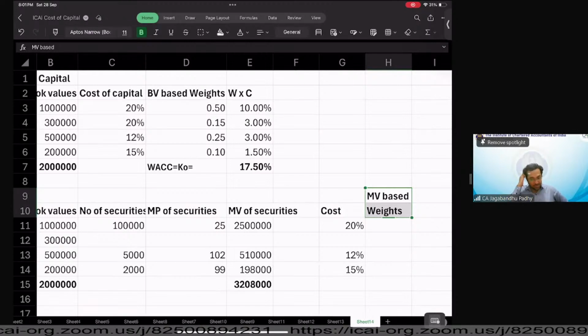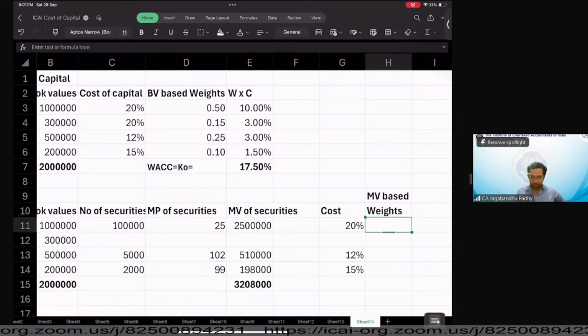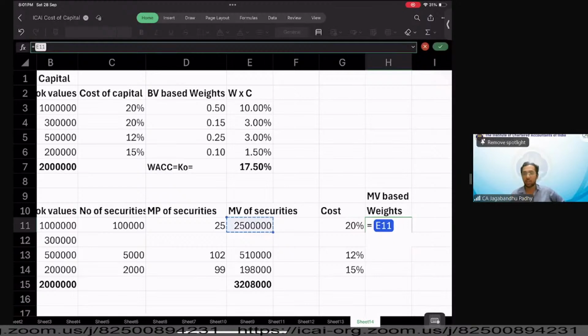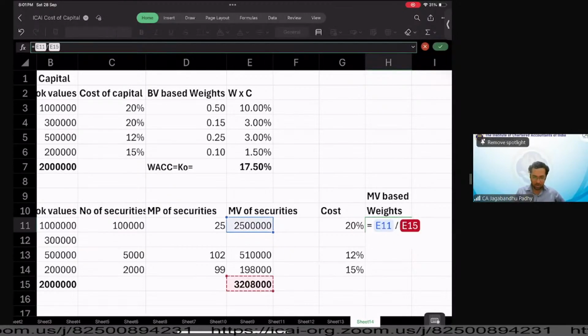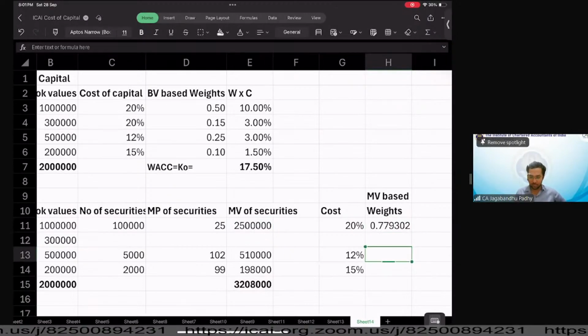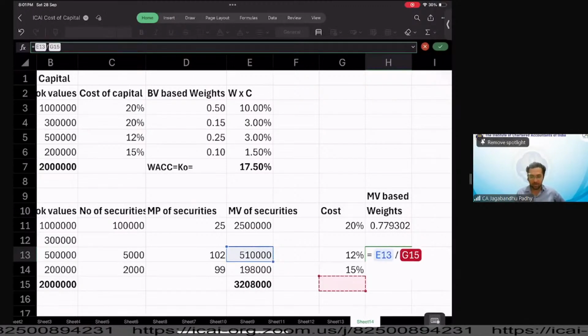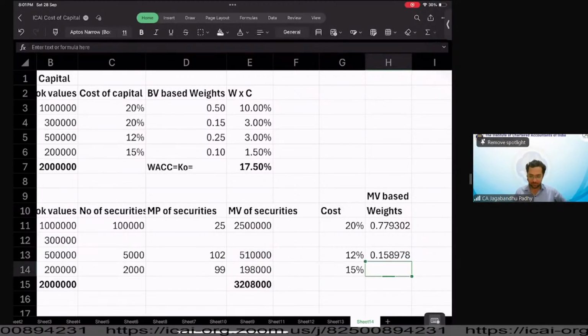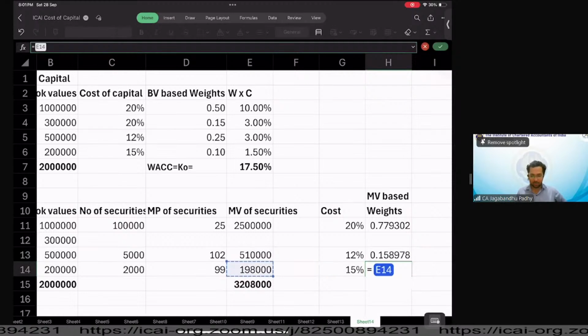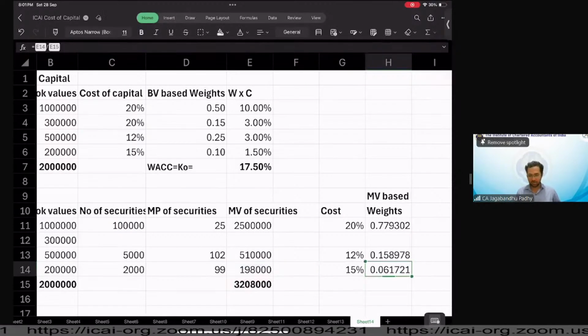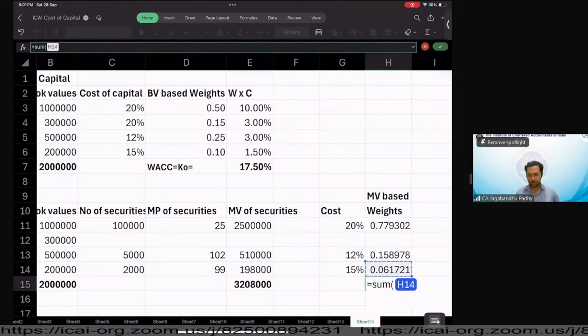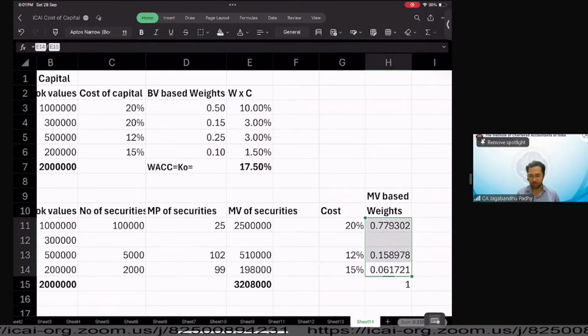So when we are calculating market value based weights, this is going to be market value of equity shares divided by the total 32 lakh 8,000. Then the weight of debentures will be market value of debentures divided by the total. And then market value of preference shares divided by the total. If you take the total of these, it will definitely come out to be 1. So market value based weights are calculated in this manner.